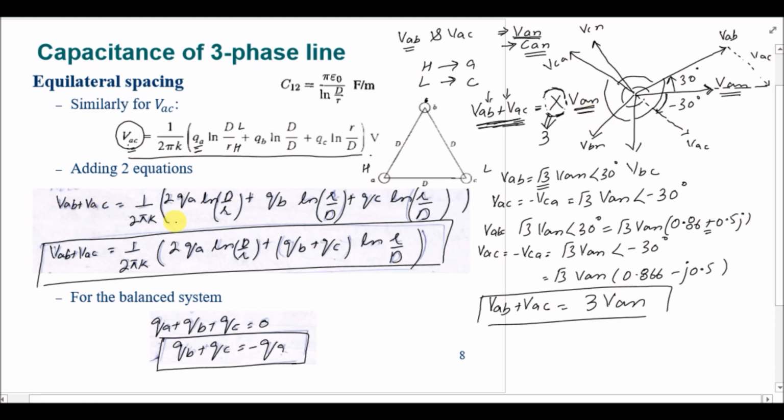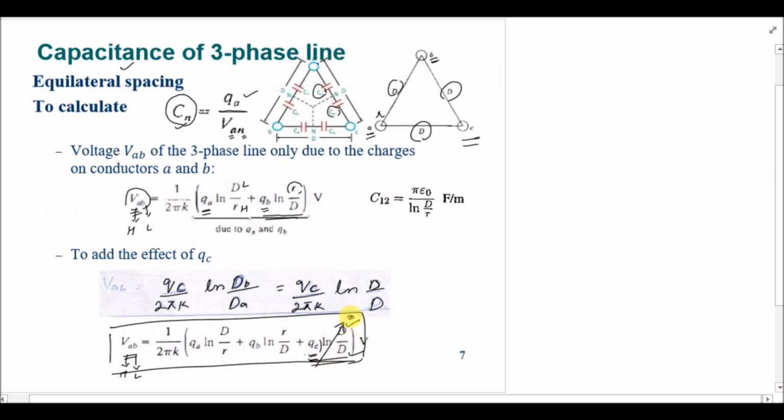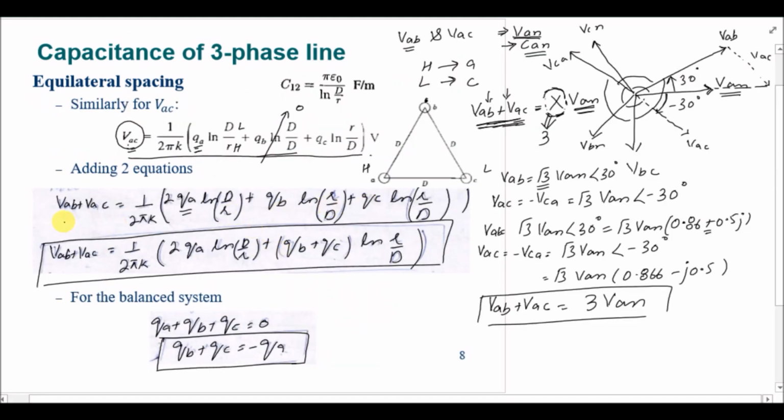VAB plus VAC is equal to 1 over 2 pi k. We are just adding these two values. So there are two terms for QA ln d over r, and single term for QB and single term for QC. And this value for QB will be equal to 0 because d over d is equal to 1, ln 1 is equal to 0. Similarly, for the last term, this value will be equal to 0. So we have only 4 terms in the VAB plus VAC expression, and this VAB plus VAC is equal to 3VA, right? And as it is a balanced system, we know that the summation of currents, the summation of voltages is equal to 0. So that's why we have the summation of charges also equal to 0.